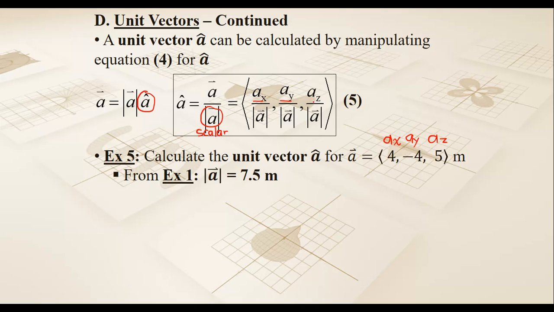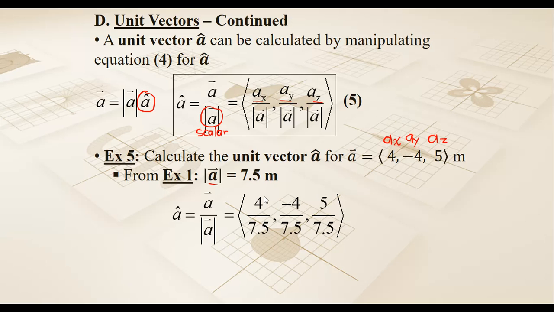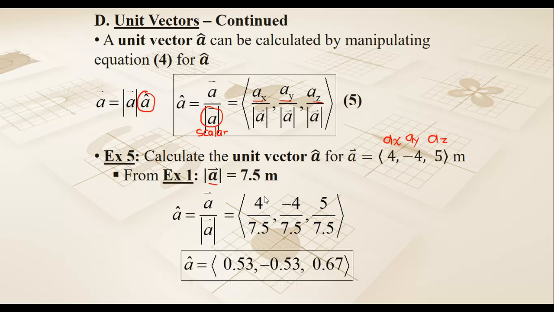AX, AY, AZ, and I'm going to divide by the magnitude of that vector A. Okay, so A hat is vector A divided by the magnitude of vector A. So that's going to be equal to 4 divided by 7.5, comma, -4 divided by 7.5, comma, 5 divided by 7.5. And then this would give me A hat is equal to 0.53, comma, -0.53, comma, 0.67.